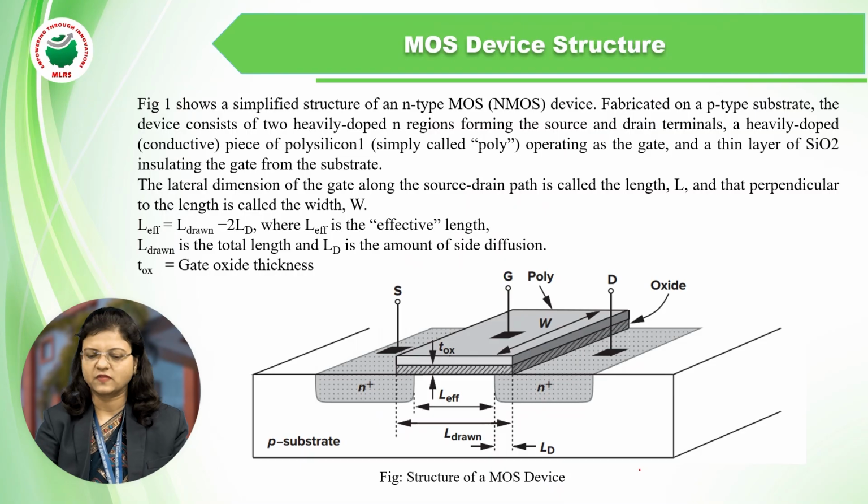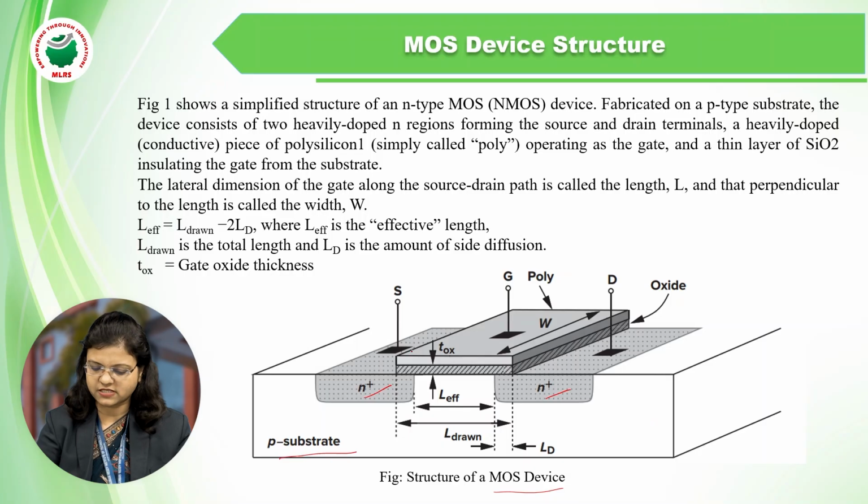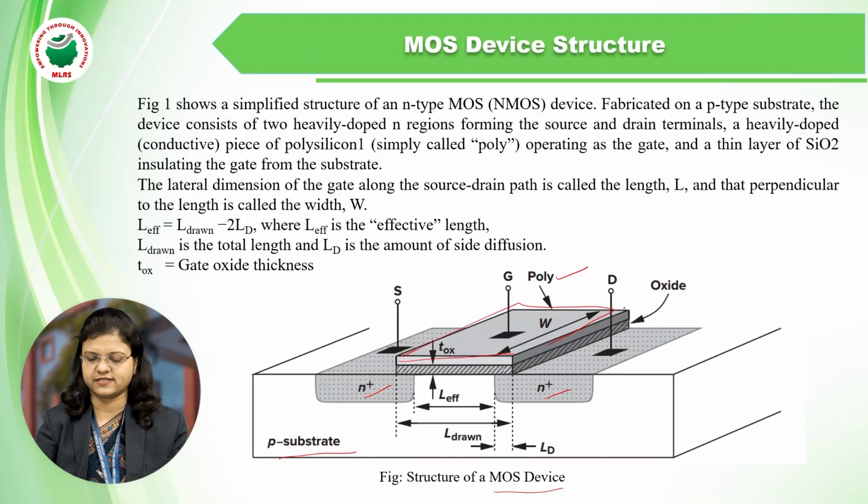Now let's have a look at the operation. First we'll consider the 3D figure of this MOS device. Here you can clearly see that this is N plus, meaning the drain and source region. This is nothing but the P-type substrate. Now here you can see that this portion is the polysilicon. In short, we can call it poly, which is the gate terminal.